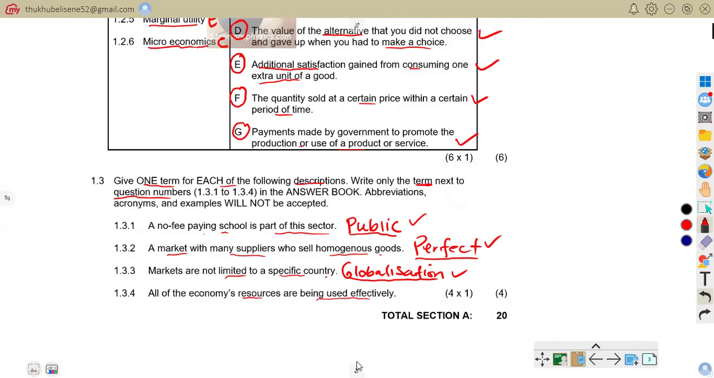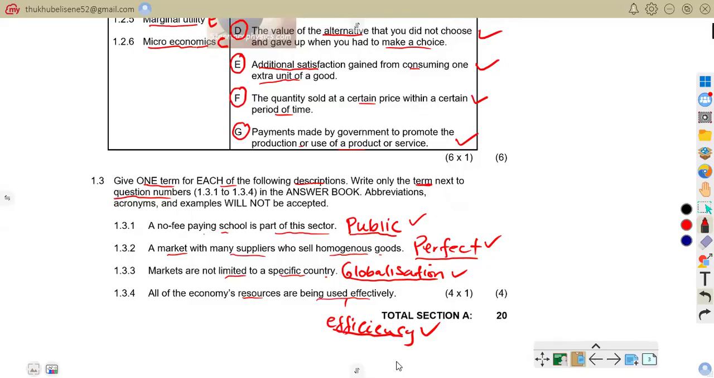1.3.4, all of the economy's resources are being used effectively. What is the best term to use on that description? We are talking about efficiency. Efficiency is the best term for that. You know very well that efficiency is about using resources in the best possible way with minimal waste. So, for example, producing more goods with fewer workers, or using machines to reduce time.